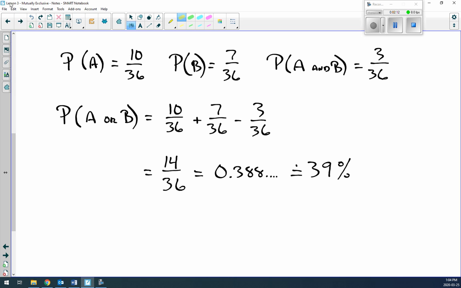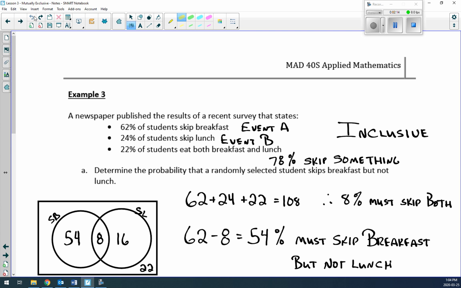Okay, let's go to example number 3 on the third page there. A newspaper published the results of the recent surveys that states... Okay, so what we have is 62% of students skip breakfast. There's event A. 62 of them skip the whole thing. So now don't forget this whole thing's out of 100 because it's in percentage. 24% skip lunch, and 22% of the students eat both breakfast and lunch.